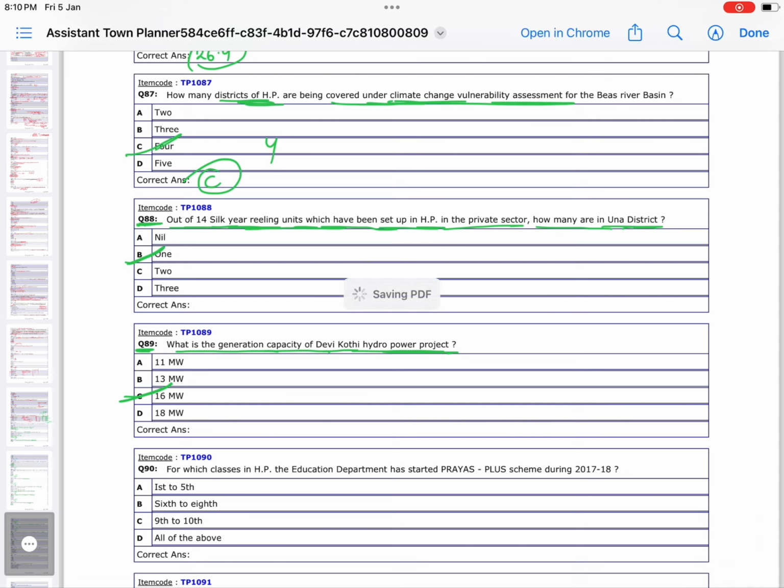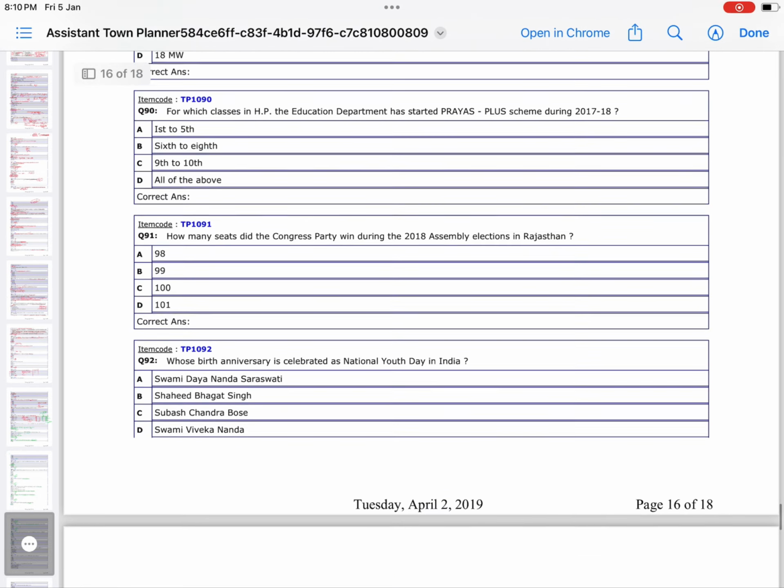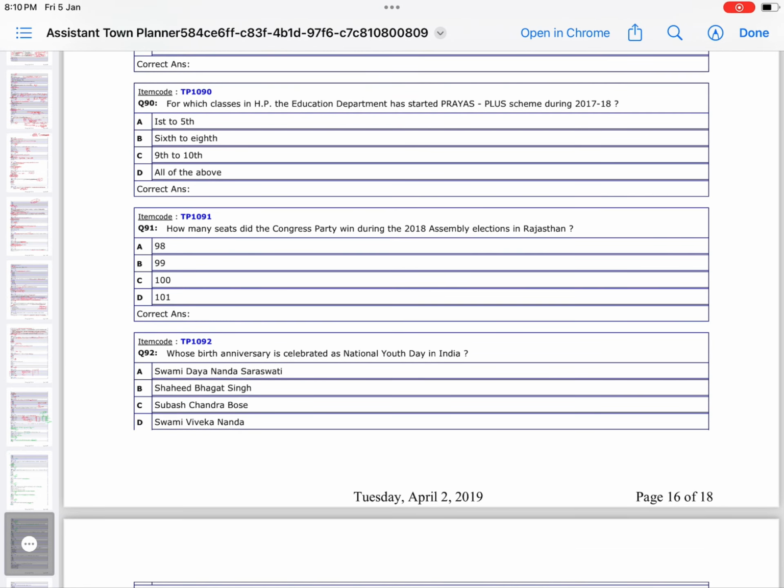Coming on to the question number 90. For which classes in HP the education department has started Prayas Plus scheme during 2017 and 2018? Okay, it has been started from 6th to 8th class. For 6th to 8th class. Question number 91. How many seats did the Congress party win during 2018 assembly election in Rajasthan? So they have won about 99. So B is the correct option.